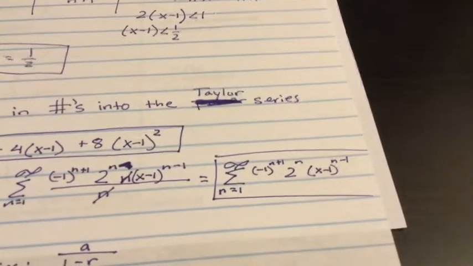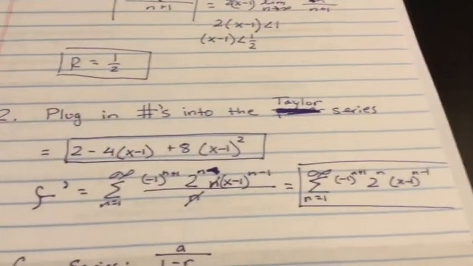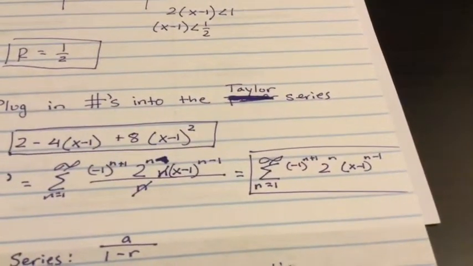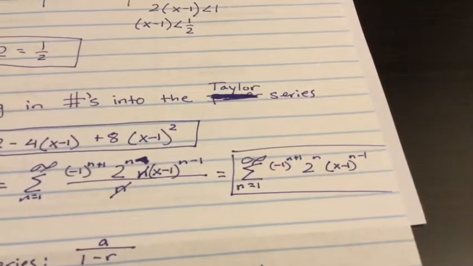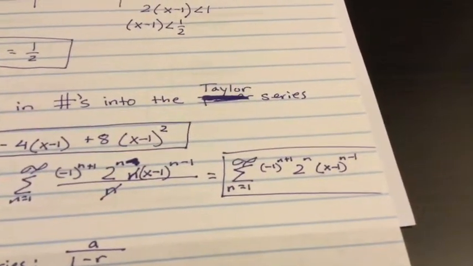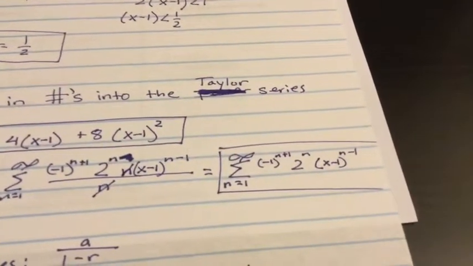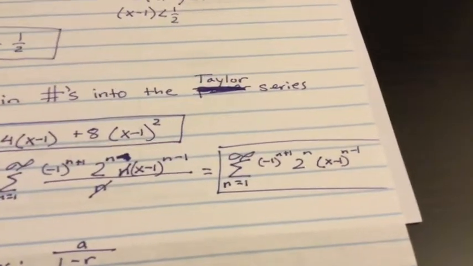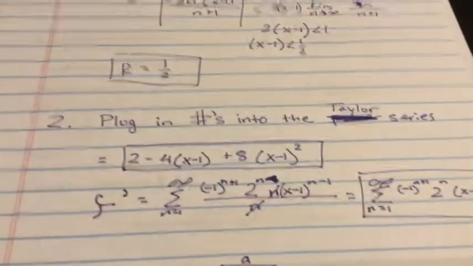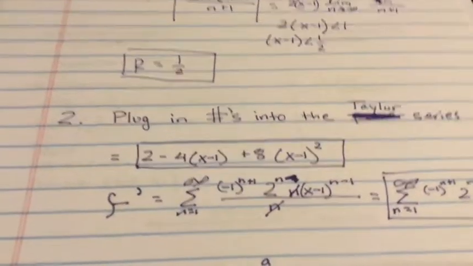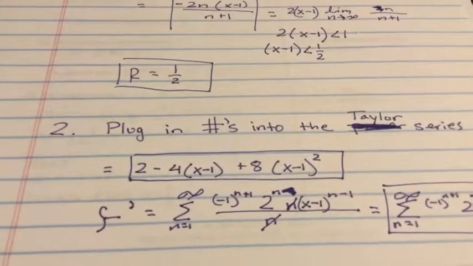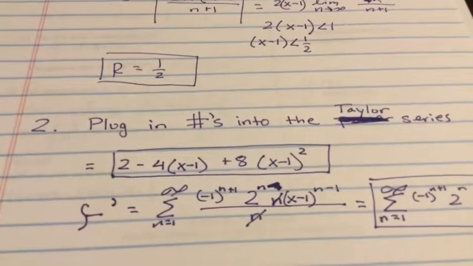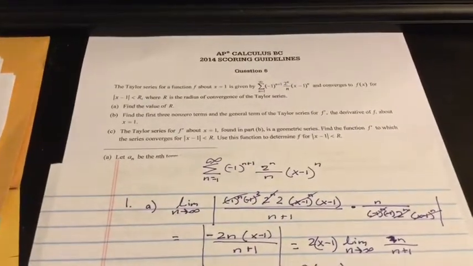And we can see that when we plug in our 1, 2, and 3 values, I'll not be going over this due to time, but all you guys need to do is plug in 1, then plug in 2, then plug in 3. And once you do that, you will find that you end up with 2 minus 4 times x minus 1 plus 8 times x minus 1 squared. And so that is the answer to part B of this question.